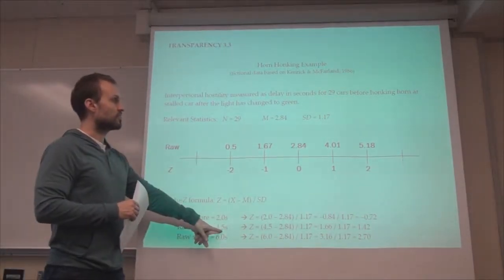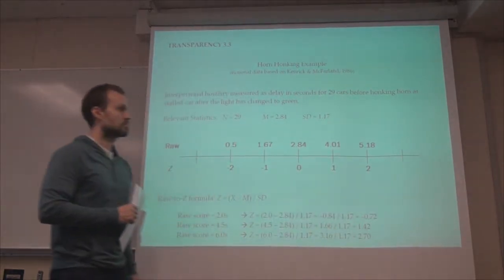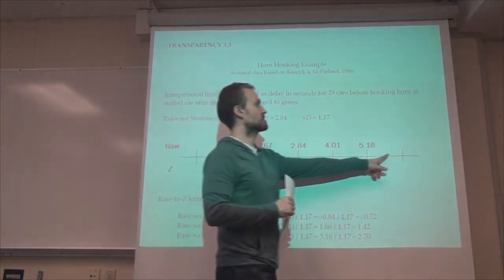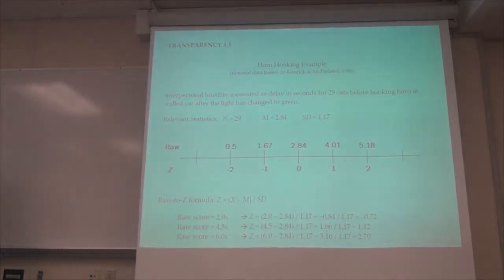A raw score of 4.5 would put me somewhere over here, and I do get a z-score of roughly 1.5. A raw score of 6 seconds puts me way out here, 2.7 standard deviation steps above the mean, indicating that that is not going to happen very often at all. Once I go past 2 standard deviation steps to 3 and beyond, that almost never happens. So it's a very, very rare score to get.